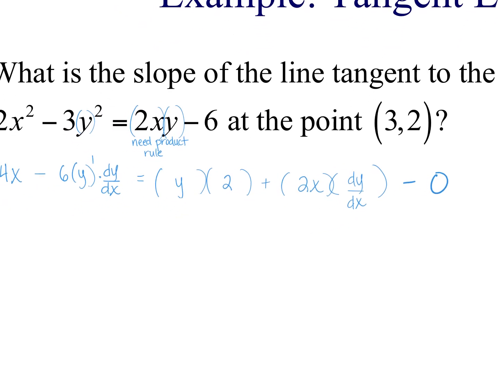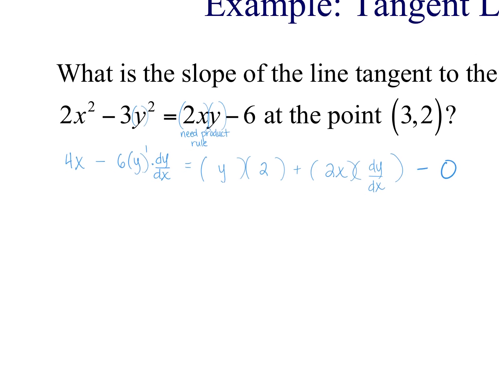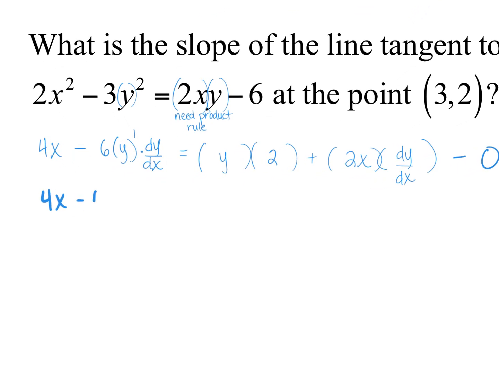Okay, anybody need me to walk through any part of that again? Okay, how many dy dx's do we have now? 2. Are they on the same side of the equal sign? No. So we're going to have to move things around to get everything that has a dy dx on the same side. I'm going to clean this up just a little bit before I do that. So I'll have 4x minus 6y dy dx equals 2y plus 2x dy dx. I just like it to look a little bit cleaner.